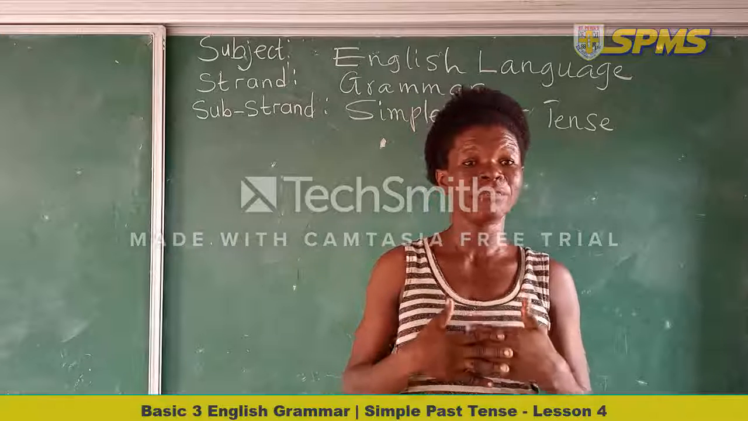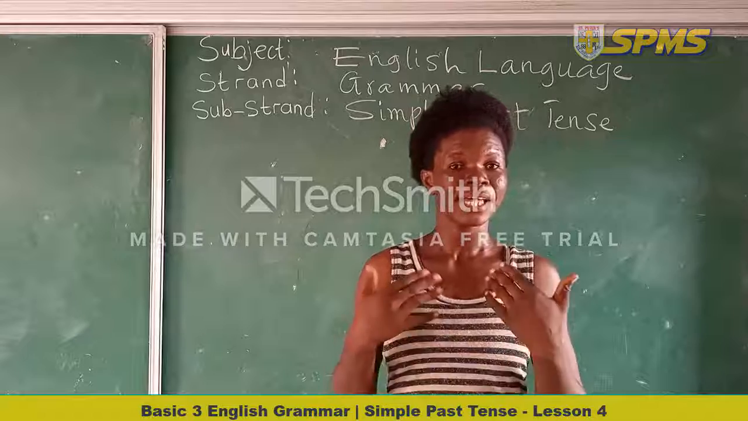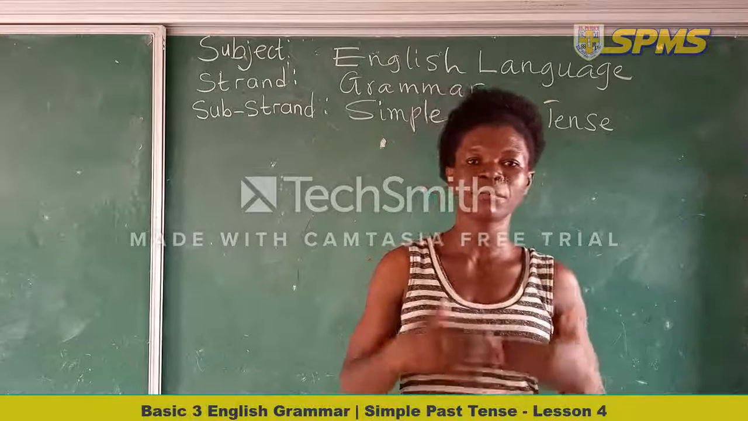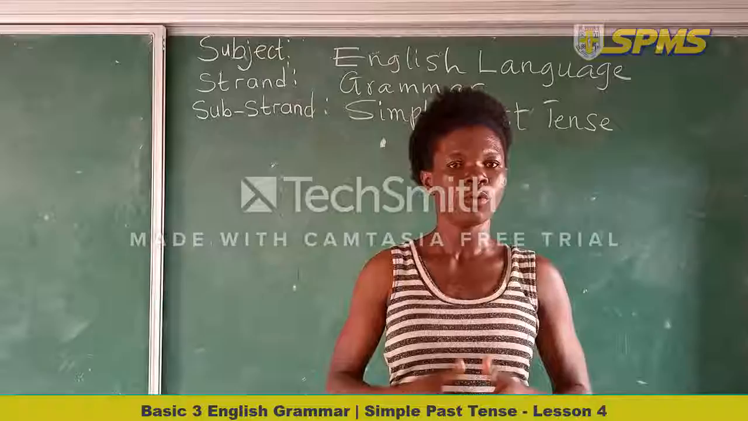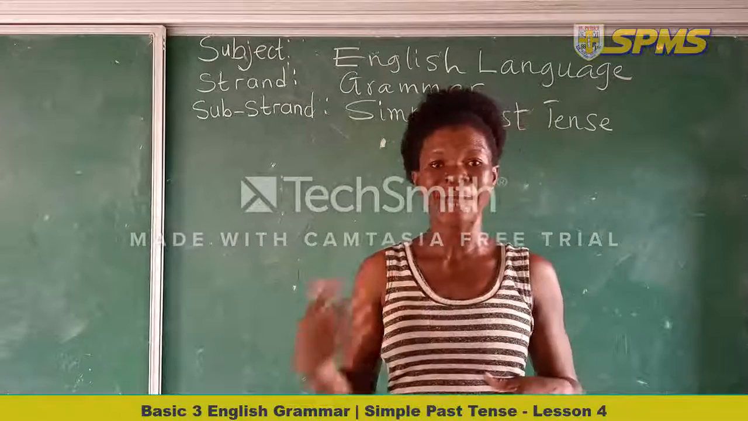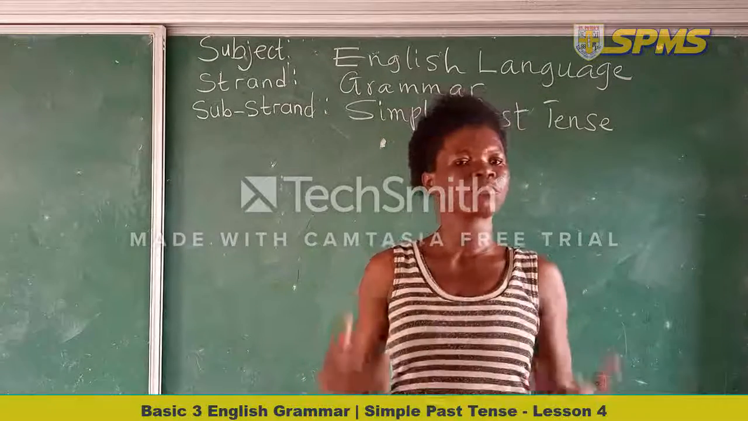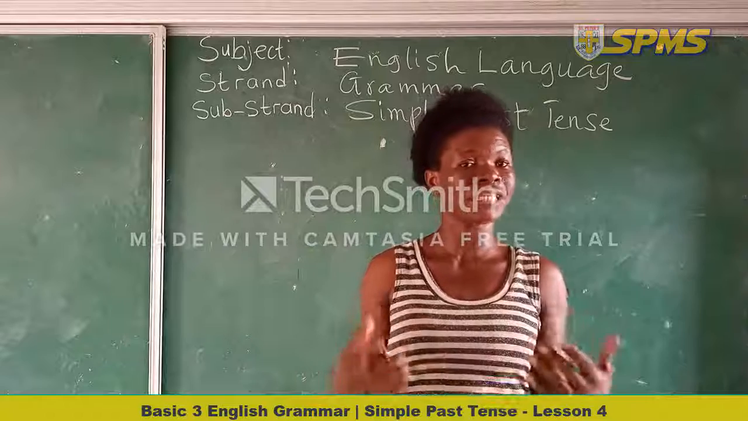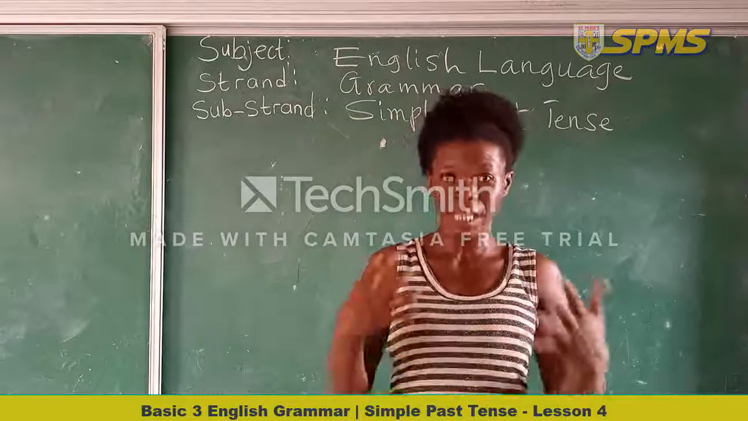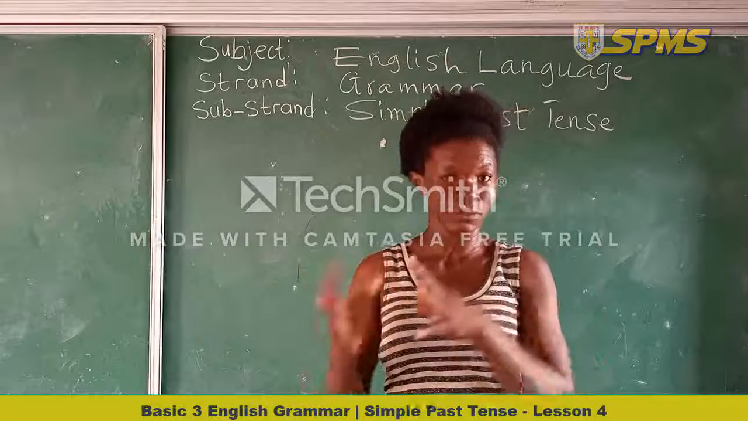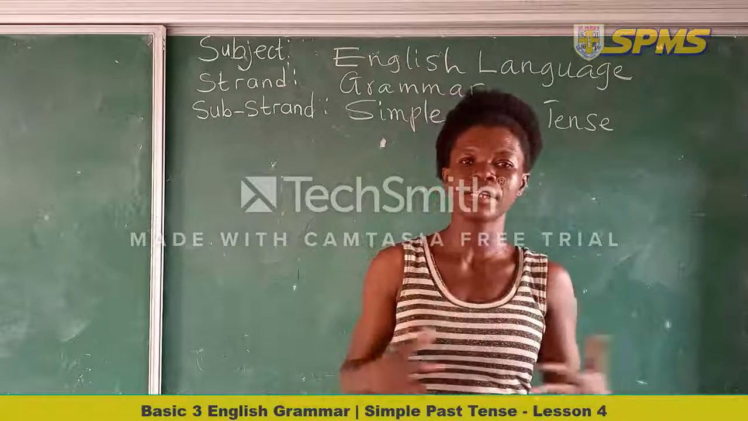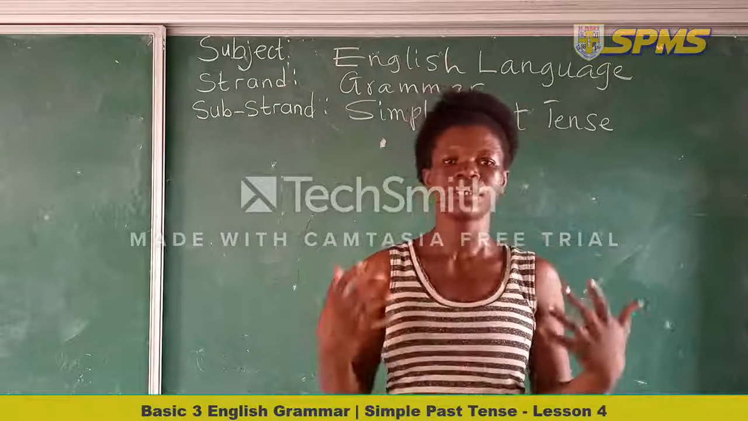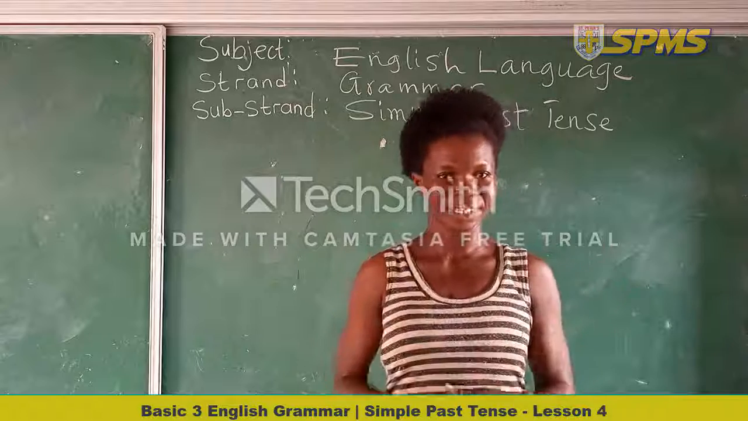So today we have looked at simple past tense. You see that when we are forming simple past tense, we need a subject and then a past verb. In writing the past verbs, we looked at some rules that help us to form these verbs into the past. And we have seen sentences with simple past tense.